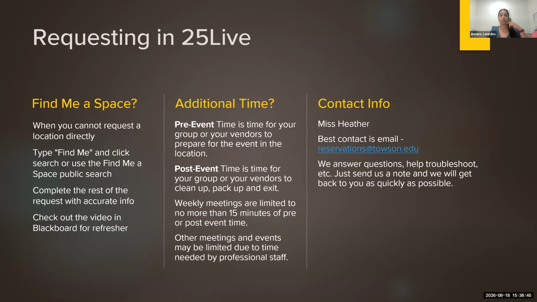All right, requesting in 25 Live. If you need to find a space but don't know what space to do it in, if you forget all of what I've told you here, there is a button that you can click called Find Me a Space. It'll pull up a search of all of the locations that are available to you, and will essentially let our reservations team know that they can pull from that list to find a place for you. Then if you need additional time, like we already talked about, some pre-time to set up or some post-time to clean up, you can add that time into your request as well.